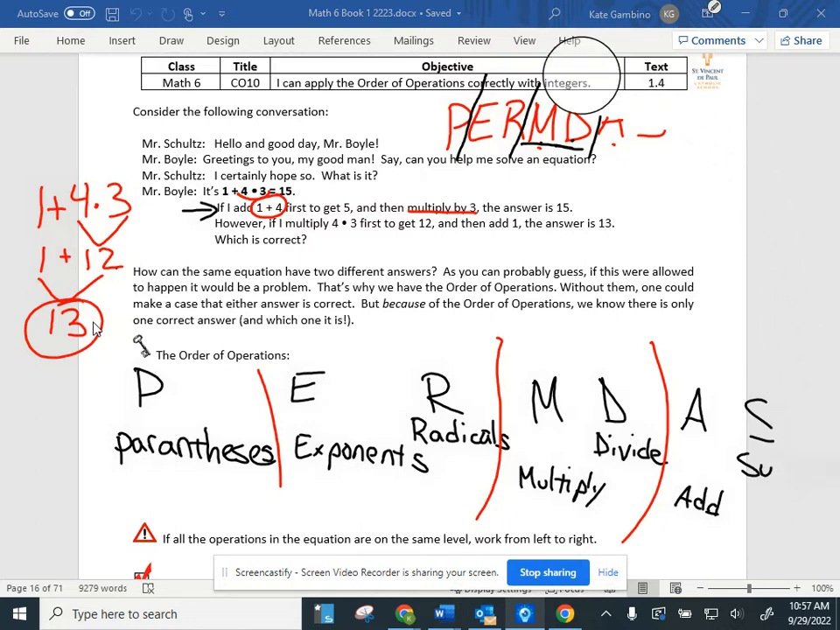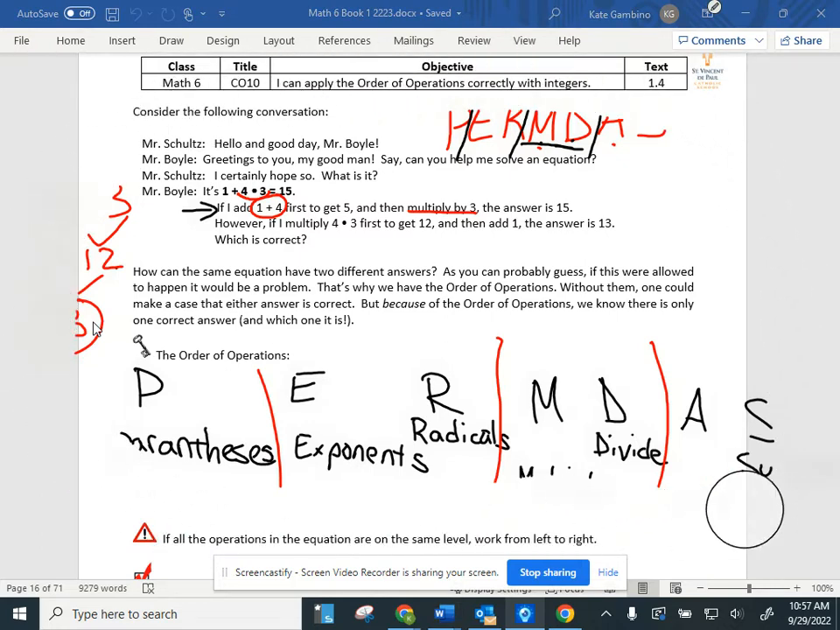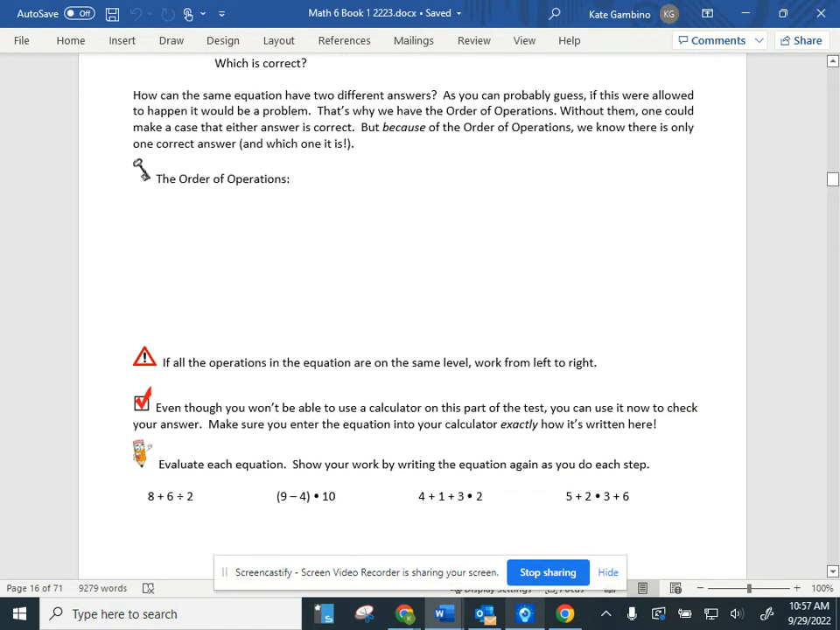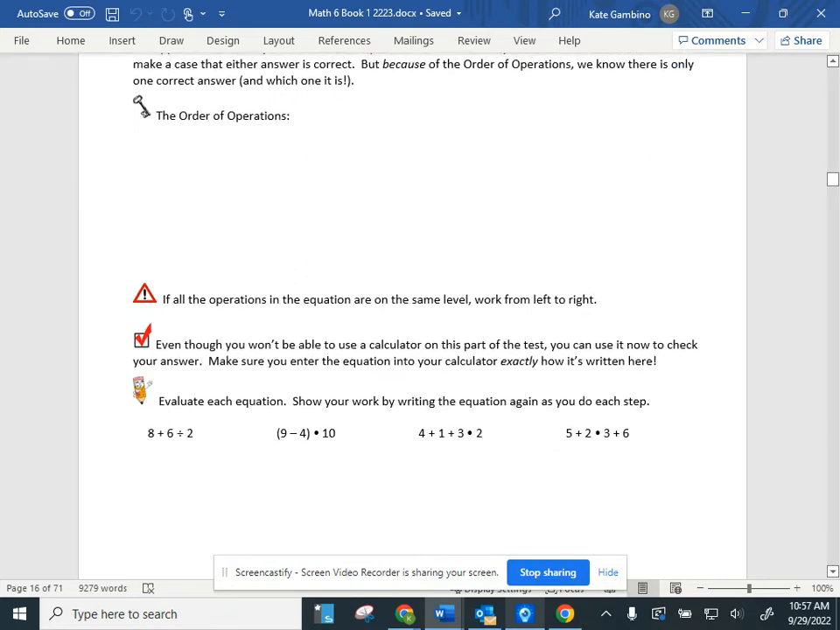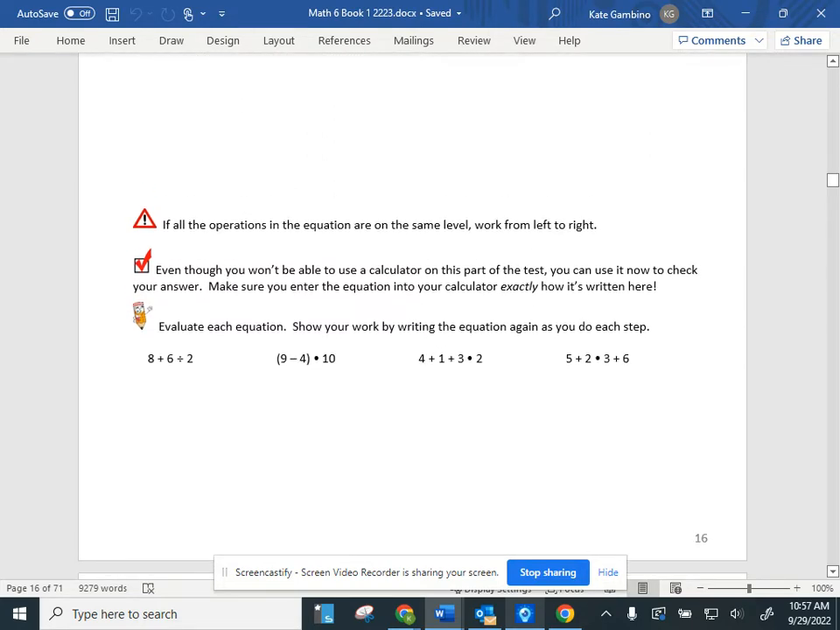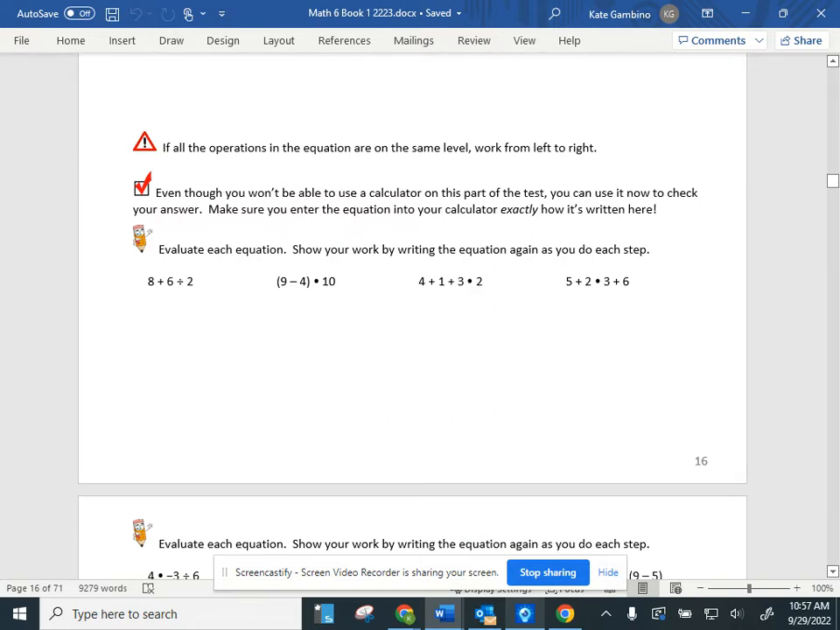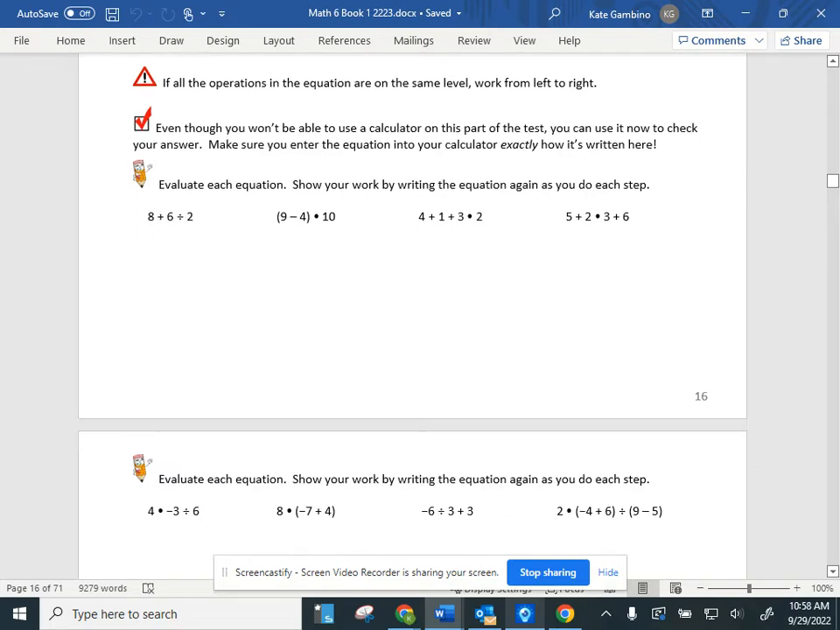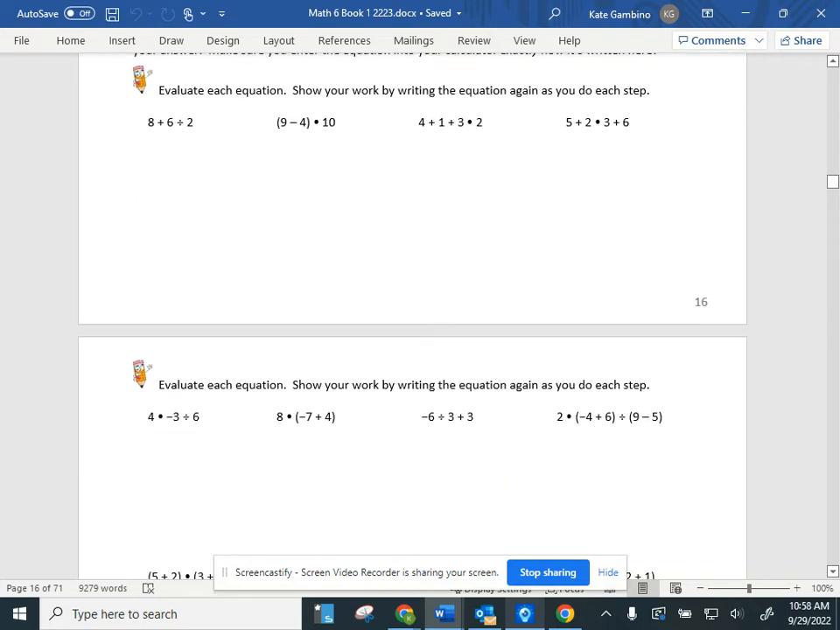Let me erase so I can scroll up. We have more than 4 problems we're gonna do. So, evaluate each equation. Show your work by writing the equation again as you do each step. We're gonna do these together so you understand what I'm looking for. All calculators are down. And we're gonna work these out. So let's look at this first one.